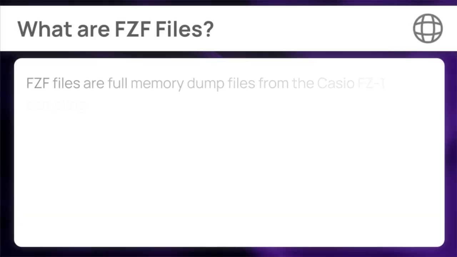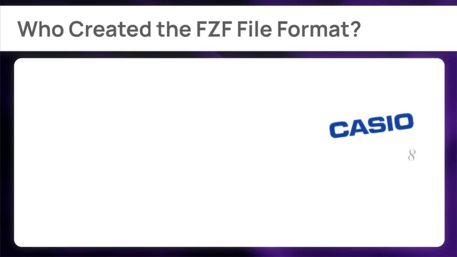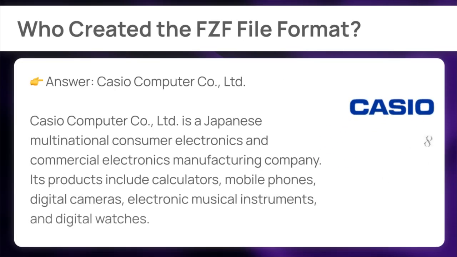FZF files are full memory dump files from the Casio FZ-1 sampling synthesizer released in 1987. They contain complete synthesizer state, including sample data, voice patches, performance settings, and configuration parameters used to backup or transfer the entire synthesizer's content for preservation or sample sharing among synthesizer enthusiasts.